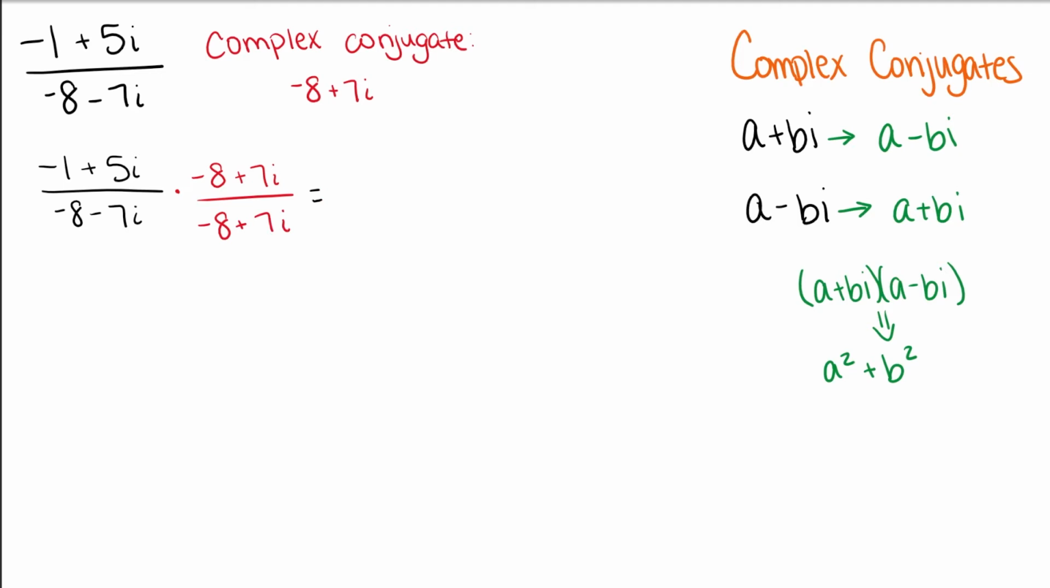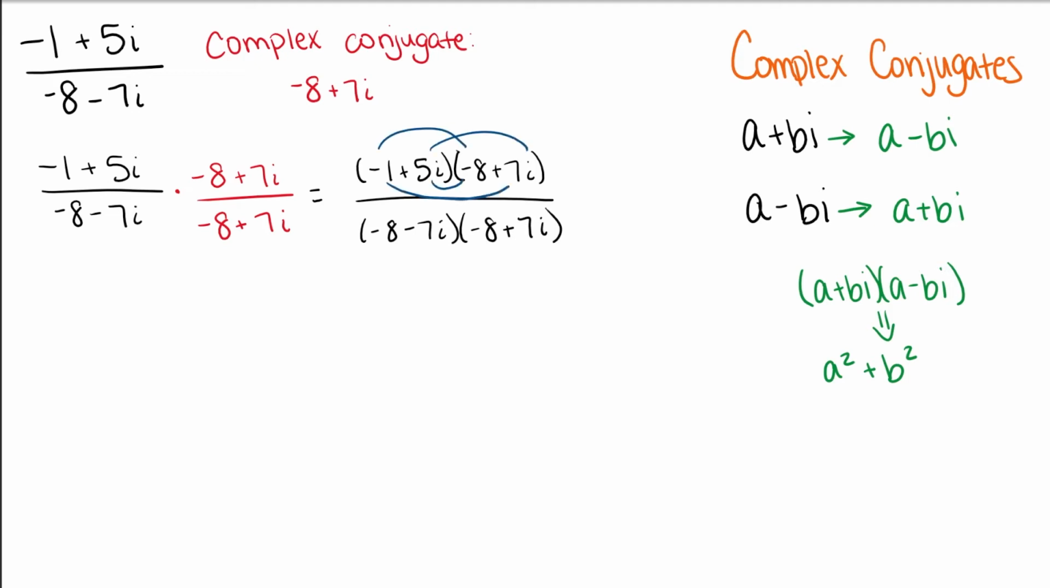When we multiply, we're going to FOIL, so our numerator is going to be negative 1 plus 5i times negative 8 plus 7i over negative 8 minus 7i times negative 8 plus 7i. We'll FOIL both our numerator and our denominator.